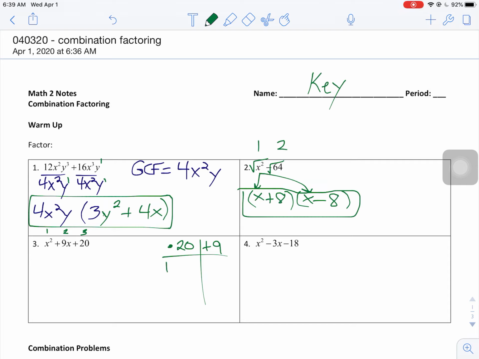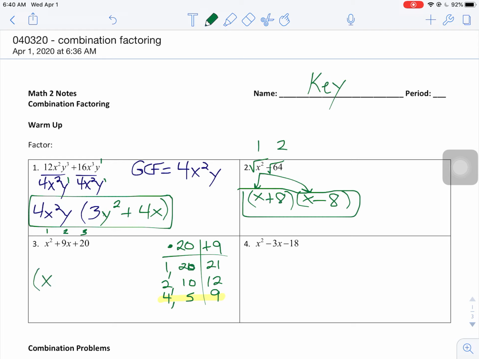So again, pretending like I don't know my numbers super well, I just start with 1. So 20 divided by 1 is 20. 1 plus 20 is 21. That doesn't work, so I'll try 2. 20 divided by 2 is 10. 2 plus 10 is 12. That doesn't work, I'll try 3. 20 divided by 3 is a decimal. I won't even bother writing it down. Try 4. 20 divided by 4 is 5. 4 plus 5 is 9.